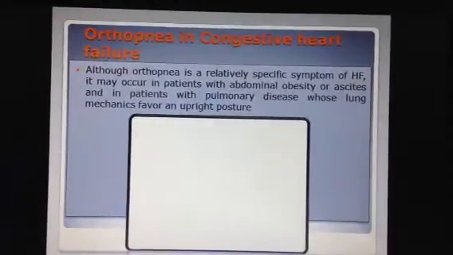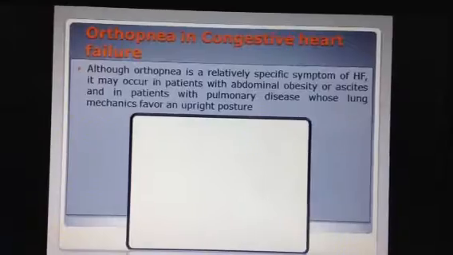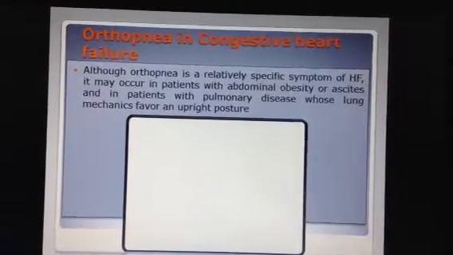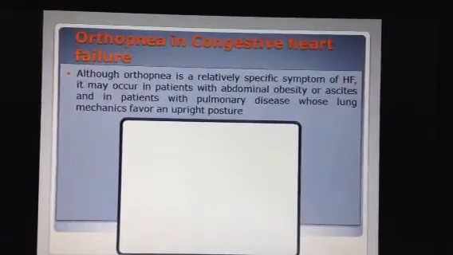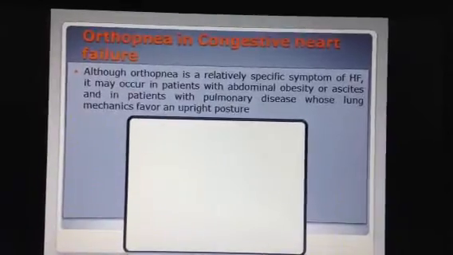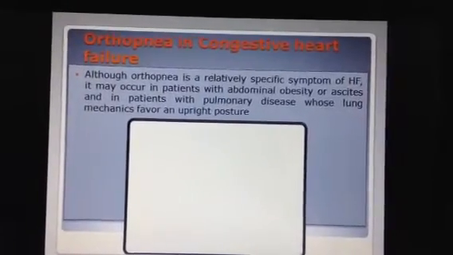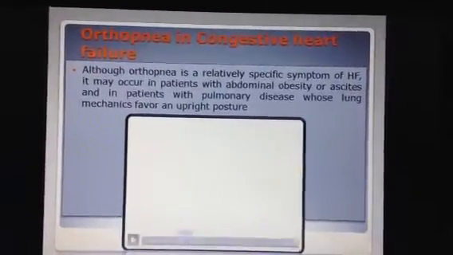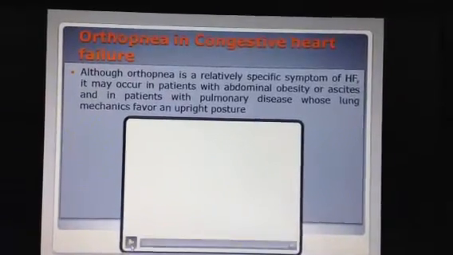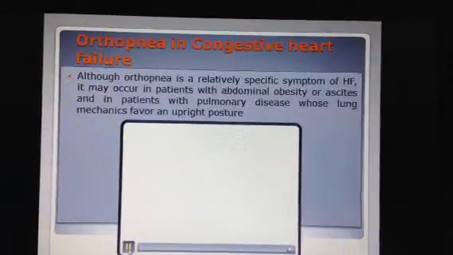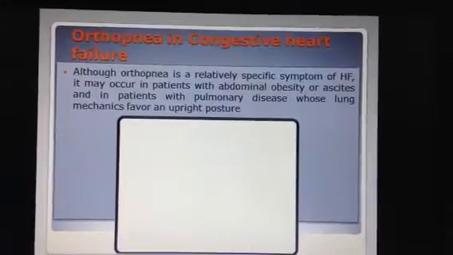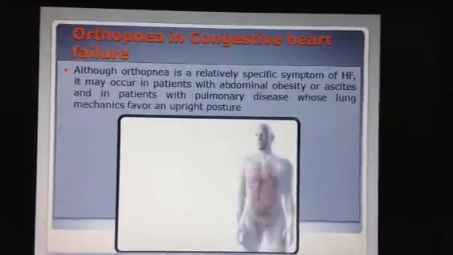Orthopnea in congestive heart failure. Although orthopnea is a relatively specific symptom of heart failure, it may occur in patients with abdominal obesity or ascites, and in patients with pulmonary disease whose lung mechanics favor an upright posture.